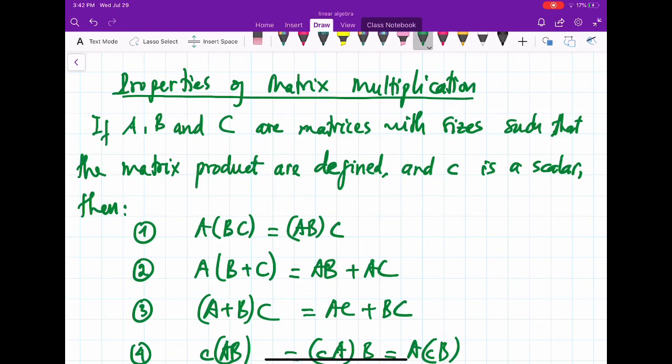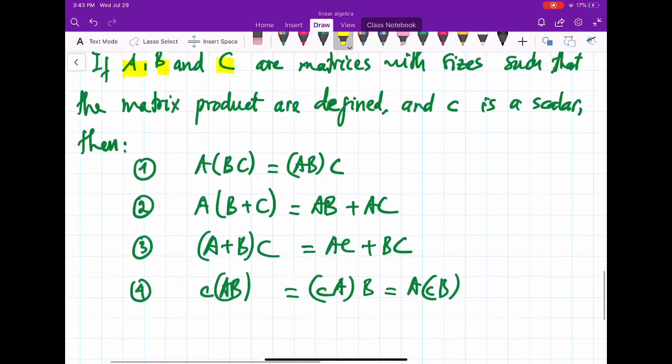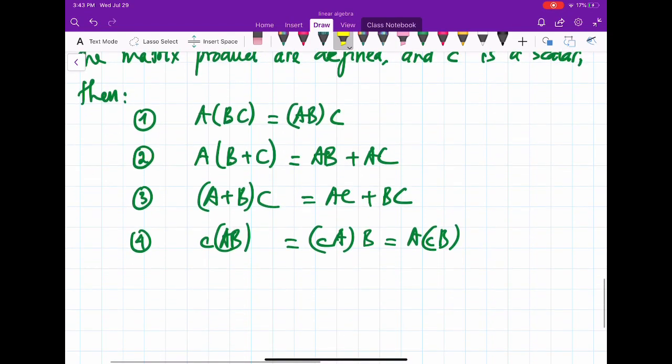Suppose that we have three matrices, A and B and C, such that the matrix products are defined, and C is a scalar. Then (AB)C equals A(BC). I mean, the associative property of multiplication. So in this sequence, you can do the product of A and B first, and then you multiply with the C, or you can multiply B with the C and then you multiply with the A.